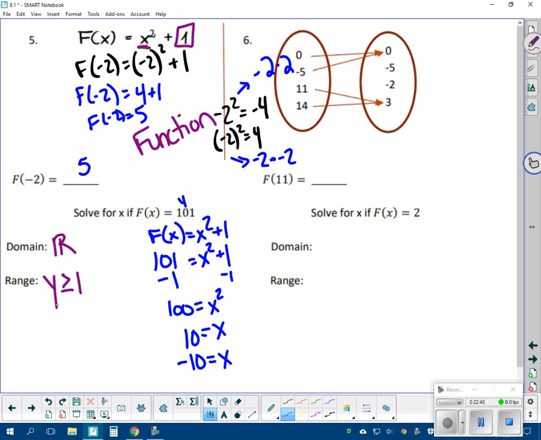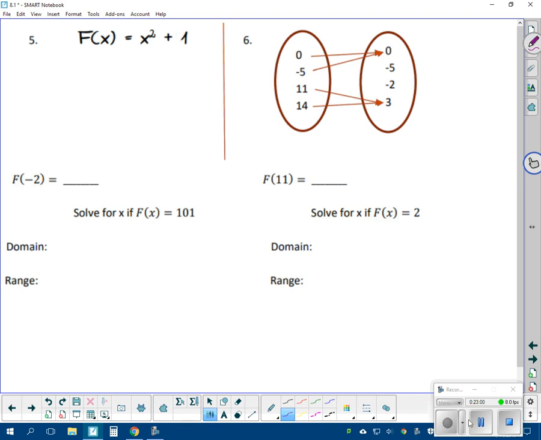And if you're not 100% okay with that, if that's a little confusing, don't worry. Not the biggest deal. Not going to be on your mastery check. All right, pause the video. I want you guys to do number 6. Don't forget to tell me whether it's a function or not.